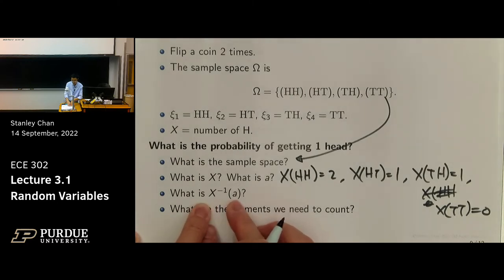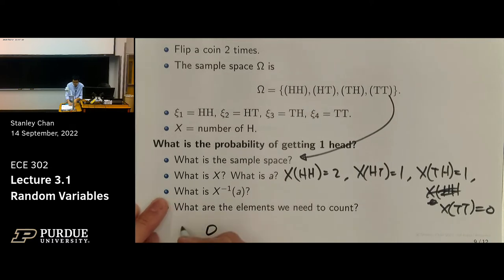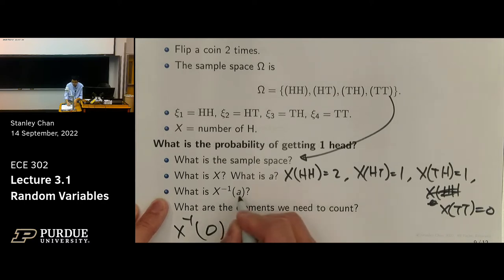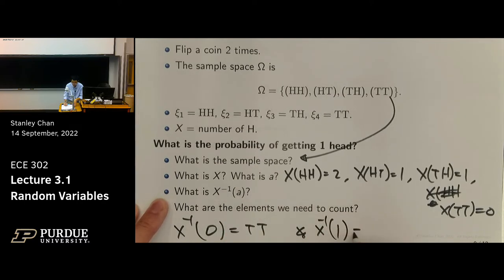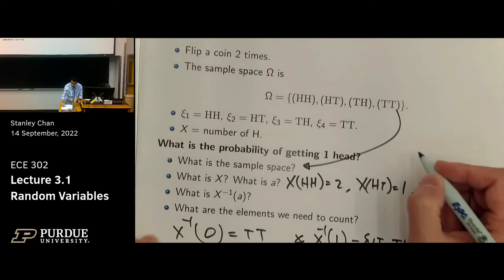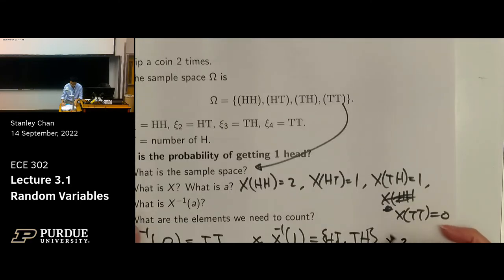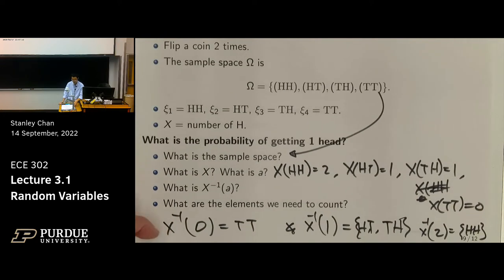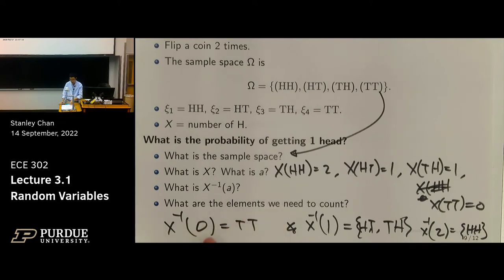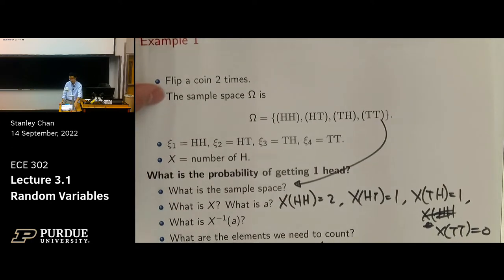What is this X inverse of A? It depends on what A you have. So if your A is 0, then X inverse will give you TT. If your A is 1, if you apply the inverse, you're going to get HT and TH, so you have two events. And if you look at 2, then X inverse will give you this event of HH. And what are the elements we need to count? Well, you have 1, 2, 3, and 4. You have 4 elements that you need to count.